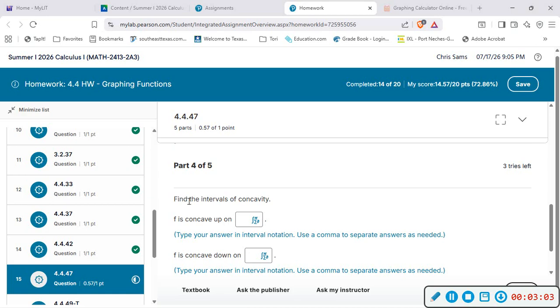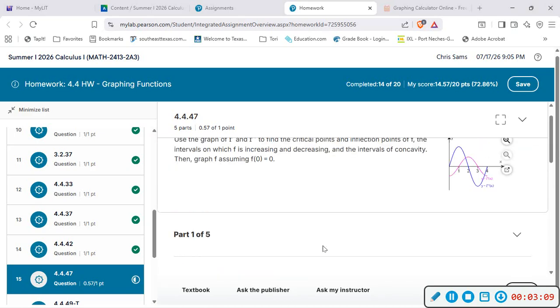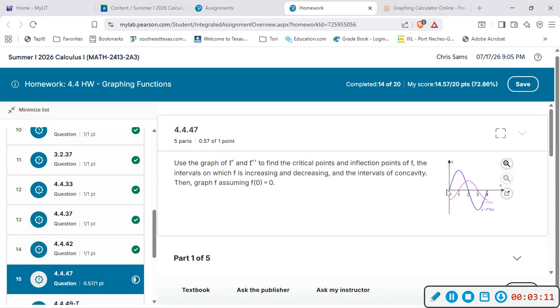All right, the next part, we're going to find the intervals of concavity. When is it concave up? When is it concave down? So concavity is dealing with the second derivative. So when the second derivative is positive, so this blue line is above the x-axis, it is concave up. When this blue line is negative, below the x-axis, it is concave down. So it is concave up from 0 to 2. And then from 2 to 4 is going to be concave down because it's below the x-axis.